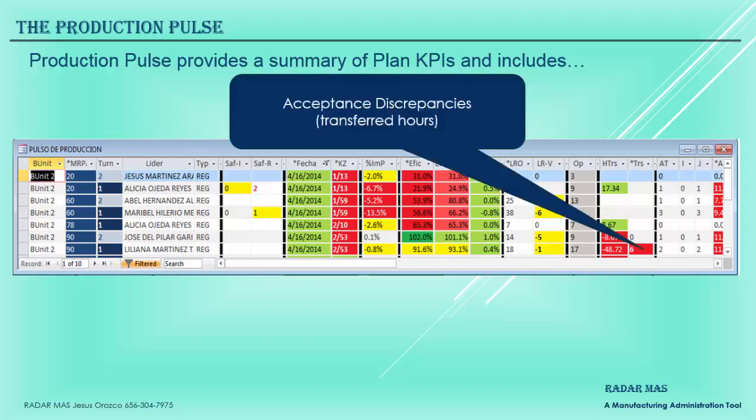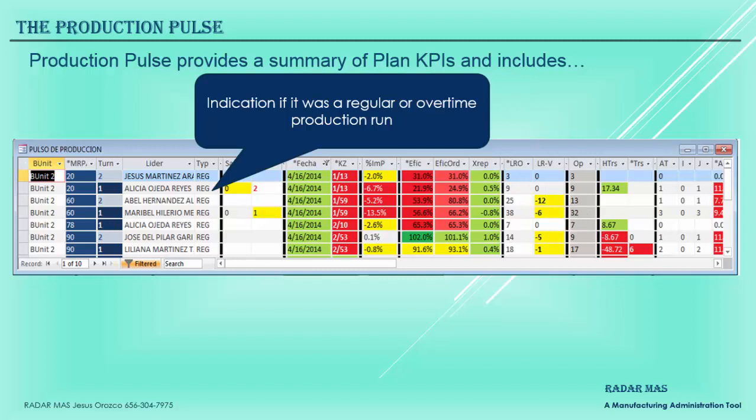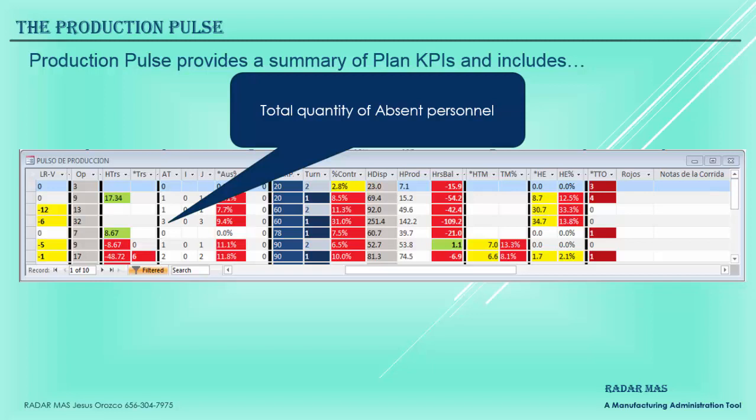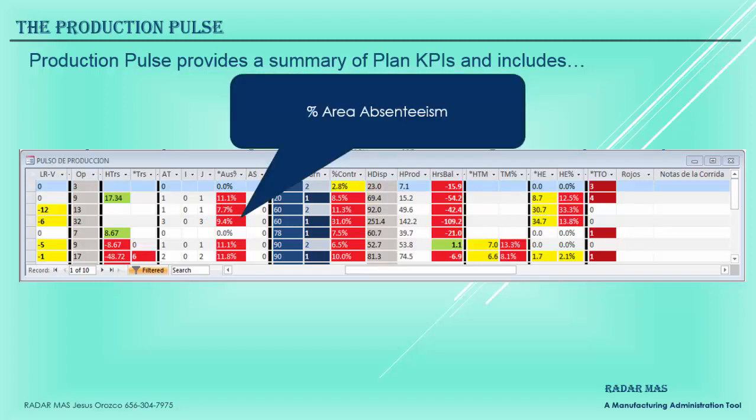And another very important parameter is the acceptance discrepancies, just to make sure that all the transfer hours were already accepted by the receiving area. And the indication if it was a regular or overtime production run. It also includes the total quantity of absent personnel, if it was unjustified or justified absenteeism, and of course the percentage of absenteeism.